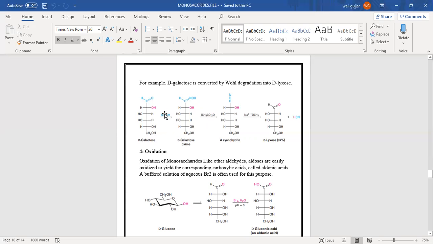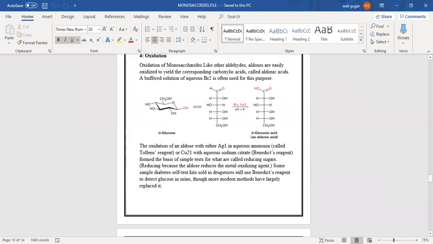D-galactose reacts with hydroxylamine to form D-galactose oxime, and it reacts with acetic anhydride to form a cyanohydrin, and it reacts with sodium methoxide to form D-lyxose. The percentage is 37, and another product is also formed, which is hydrogen cyanide. Actually, it is removed. Then, oxidation reaction.